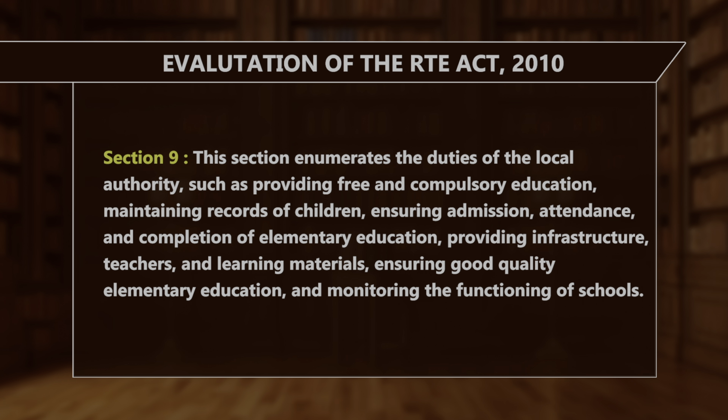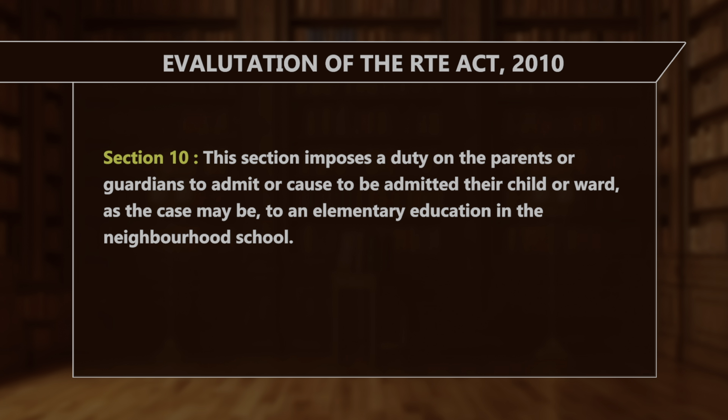This section enumerates the duty of the local authorities, such as providing free and compulsory education, maintaining records of children, ensuring admissions, attendance and completion of elementary education, providing infrastructure, teachers and learning materials, ensuring good quality elementary education and monitoring the functioning of the schools. Section 10. This section imposes a duty on the parents or guardian to admit or cause to be admitted their child or ward, as the case may be, to an elementary education in the neighborhood school.